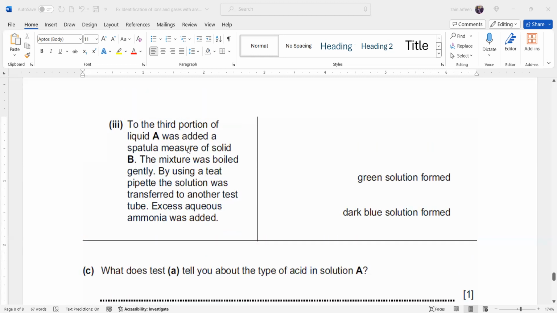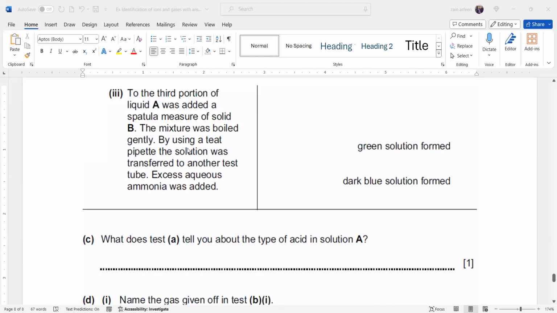Next, to the third portion, like we divided into 3 portions, was added a spatula of solid B. So acid, and we add another solid B. The mixture was boiled gently by using a teat pipette. The solution was transferred into another test tube and excess aqueous ammonia is added. First, a green solution is formed and then a dark blue solution forms.